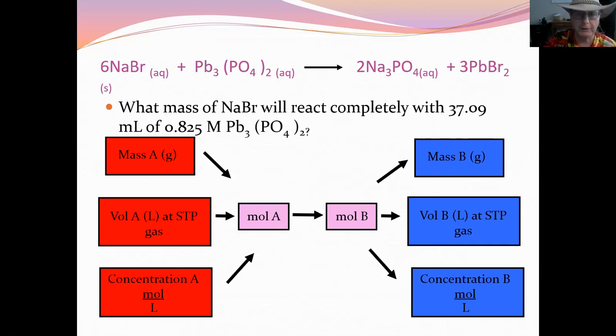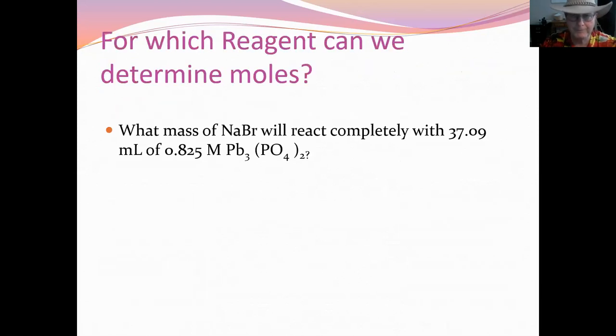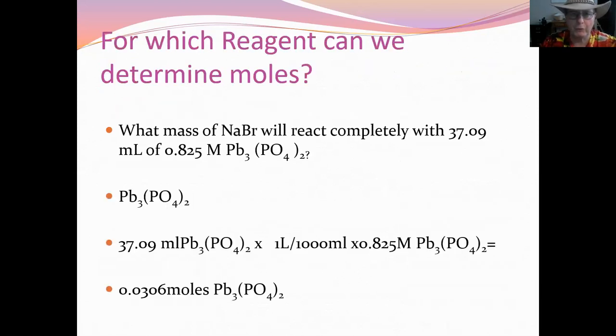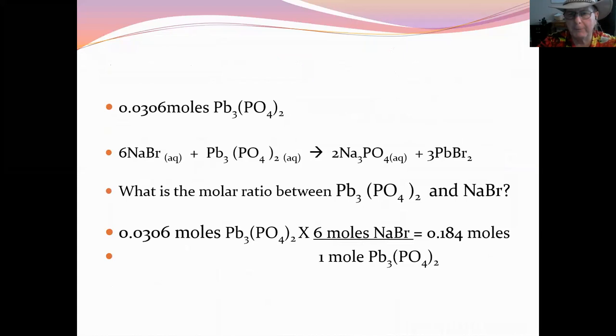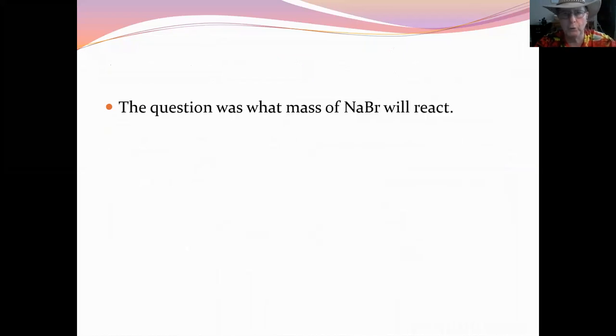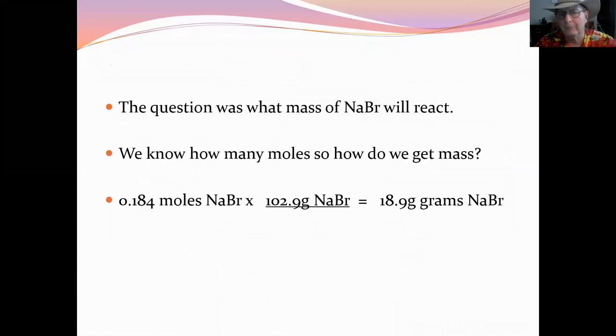At this point, it just becomes a normal stoichiometric problem. I turned the milliliters into liters, multiplied that by my concentration, ended up with 0.0306 moles of lead 2 phosphate. Multiplied that by 6 over 1. This gives me 0.184 moles of sodium bromide. Now all I got to do is figure out that there's 102.9 grams of sodium bromide for every 1 mole of sodium bromide.